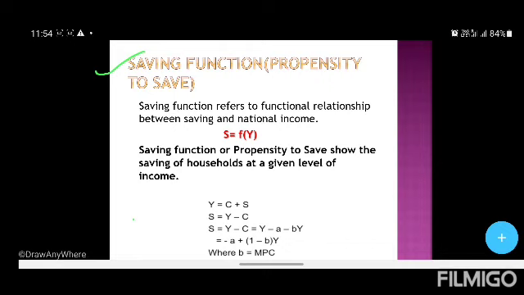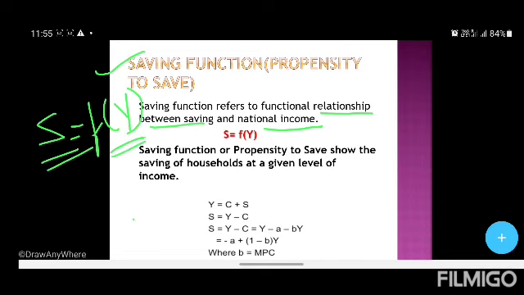Further, we have saving function. Saving function refers to the functional relationship between saving and national income. Saving is also a function of income. As the income increases, saving also increases. Saving function, or we can say the propensity to save, shows saving of households at a given level of income. जितना भी आपका income होगा, उस पे आपकी कितनी saving होगी, that is called the saving function.